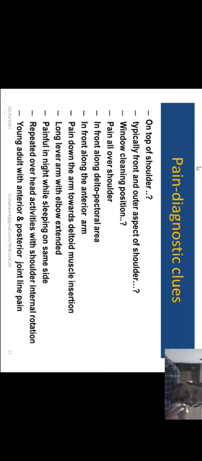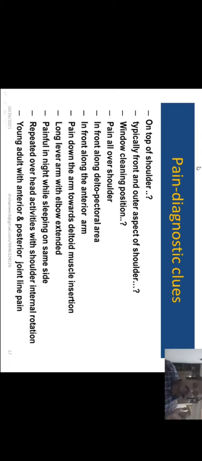Typically in abduction and internal rotation, we are doing very firm or hard cleaning, cleaning the bathroom on the weekend, or the car, or any window cleaning position, or tabla, or any movements with abduction and internal rotation. If it creates pain, it is shoulder impingement. This is the condition called shoulder impingement.